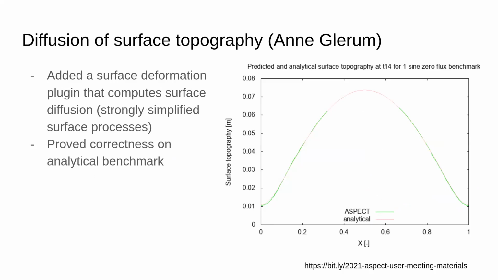These are just a few things that may not come up again in the talks later during this meeting, but I think would be interesting to highlight as new features and changes in Aspect. First of all was the addition of a surface deformation plugin that allows to diffuse the surface. So this is a very simplified approximation of a surface process model. We have already seen much more complicated, much more sophisticated approaches like coupling to other codes. But for simple surface processes like pure linear diffusion, we now have a plugin that can handle that even without coupling to other codes.